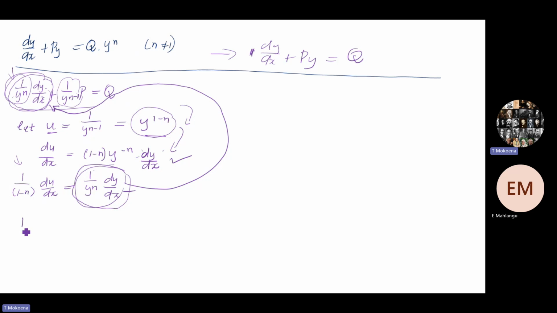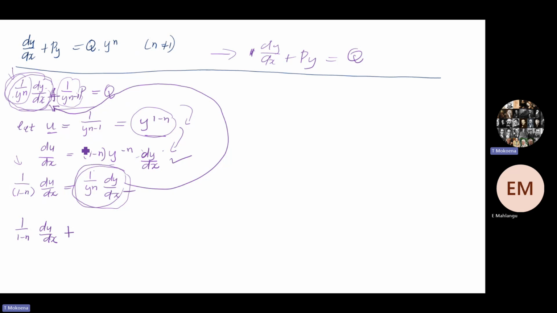Therefore, we're going to have 1 over 1 minus n du over dx. And if I continue with my equation, here I have plus, remember? So I have plus this. I have plus that, right? And therefore now, this is what is happening.